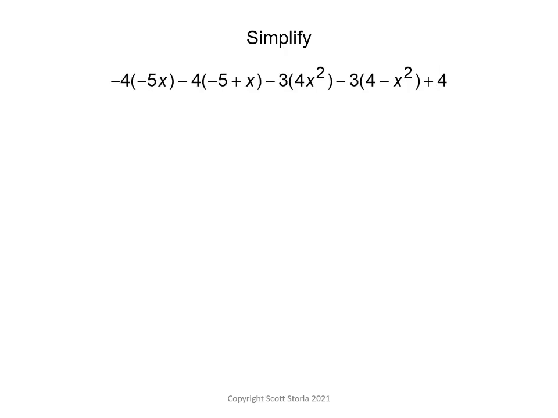And here's our last one. Again, try not to change them. Of course, if you're still having difficulty, then please change them. This is going to be 20x plus 20 minus 4x minus 12x squared minus 12 plus 3x squared plus 4.